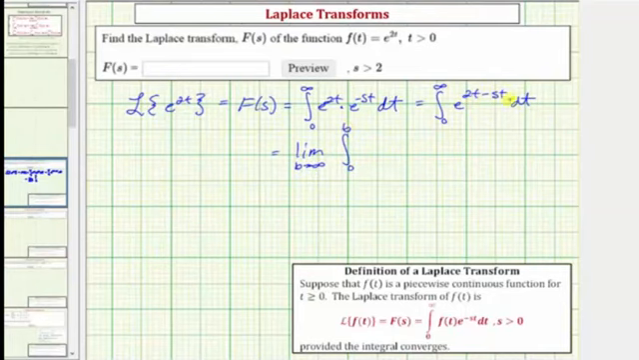And let's also write the exponent in factored form. Let's factor out negative t and write this as e raised to the power of negative t times the quantity negative 2 plus s. Let's write that as s minus 2. And now for our next step, to keep things organized, let's find the indefinite integral, then we'll come back and find the definite integral, then determine the limit.